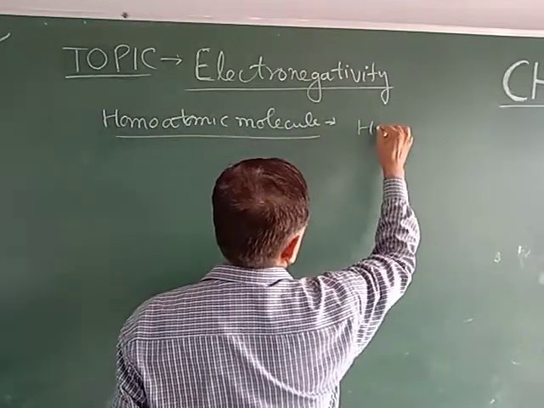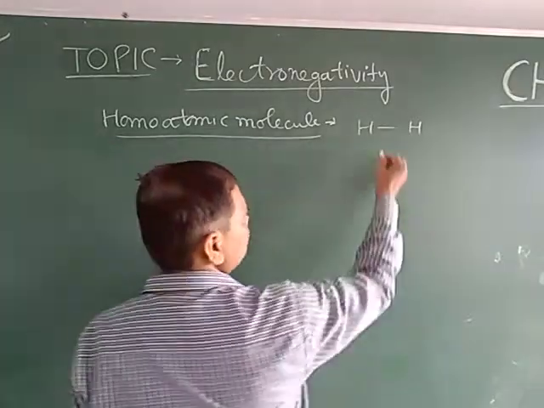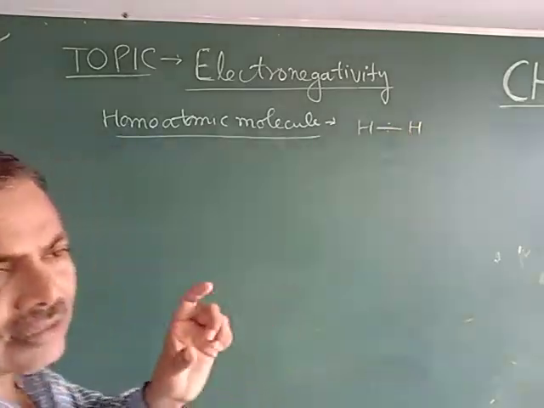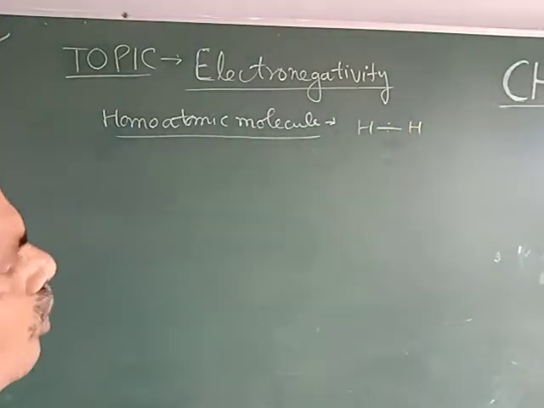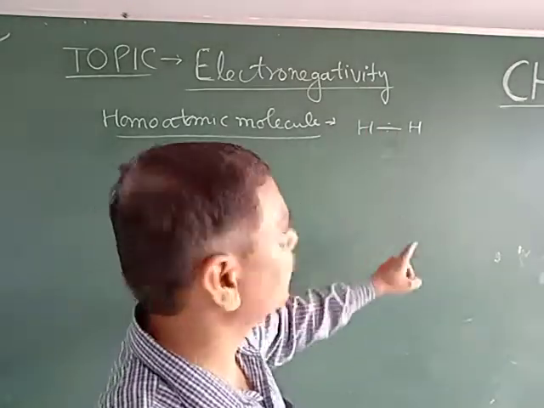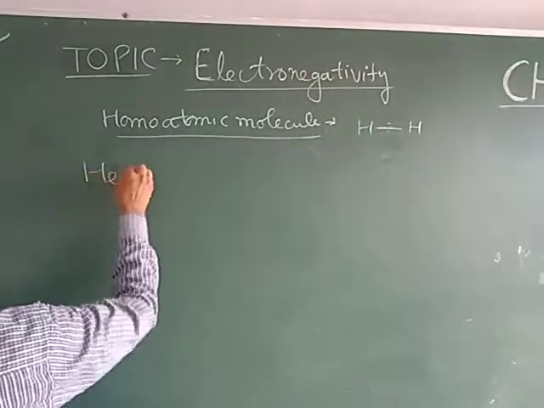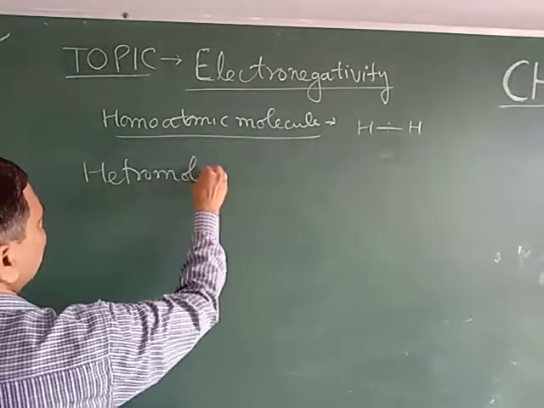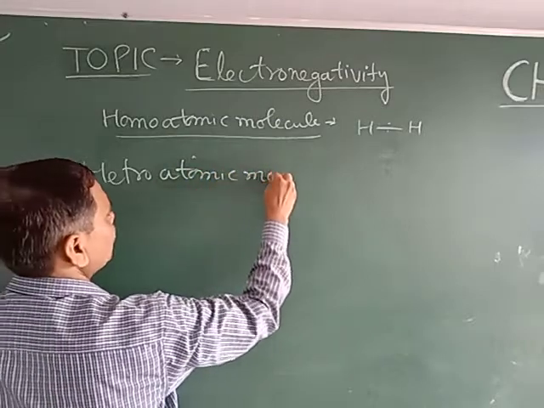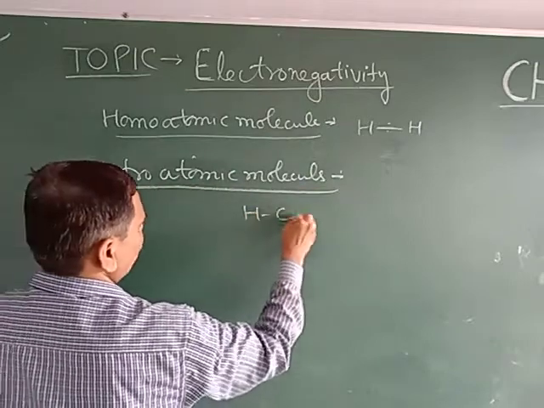Suppose in case of hydrogen molecule, there are two atoms of hydrogen which are bonded with a single covalent bond. The shared pair of electrons will be located in the middle of the bond length. Bonded pair of electrons will be present at the center position. But in the case of heteroatomic molecules, for example, HCl molecule.